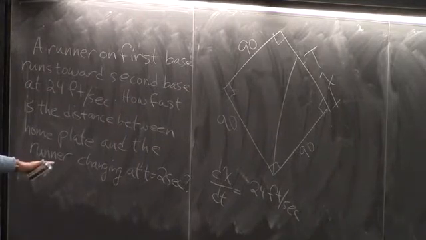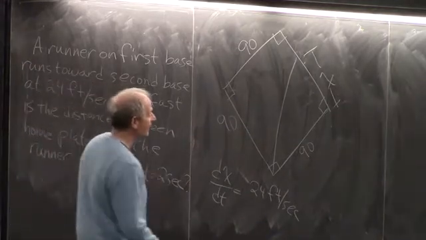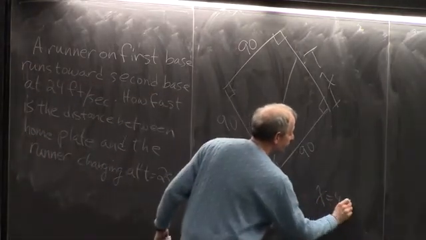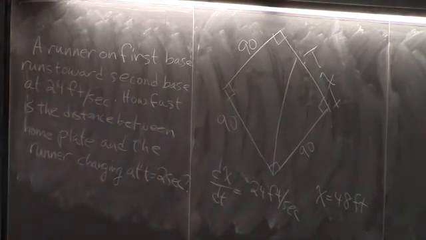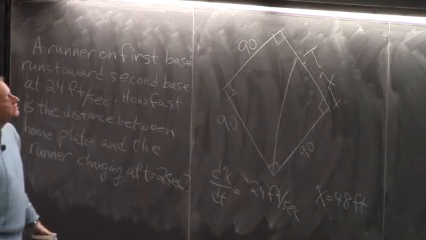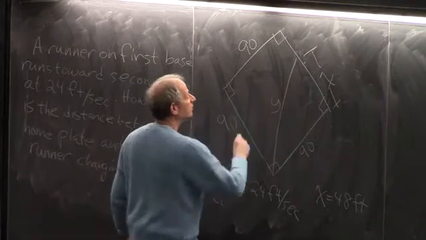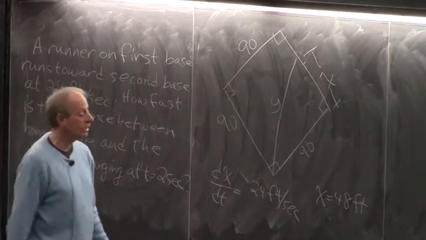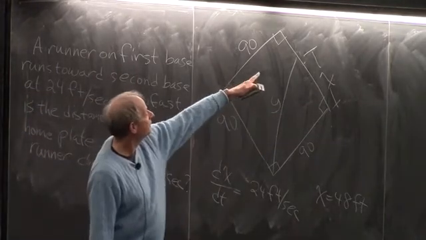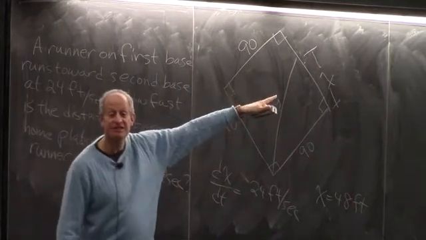So we want to know how fast this is changing at t equals 2, when x is going to be 48 feet, because you've gone 24 feet per second for 2 seconds. And this is the distance between home plate and the runner. Do we have a relationship between these two? Well, we can relate the distances.